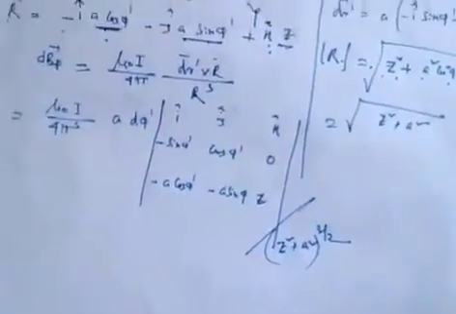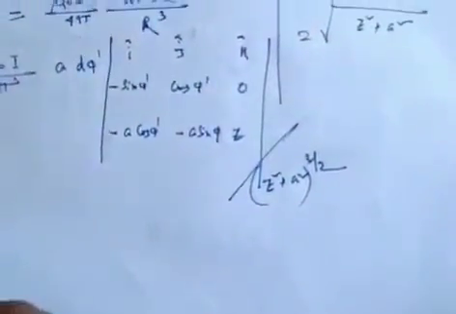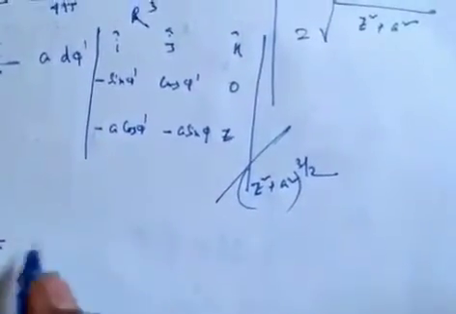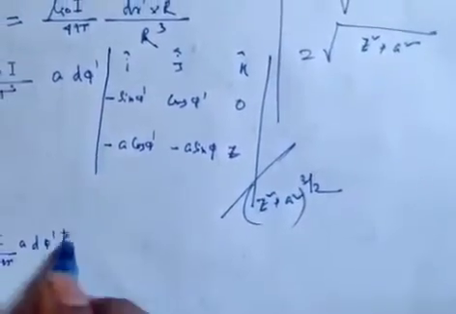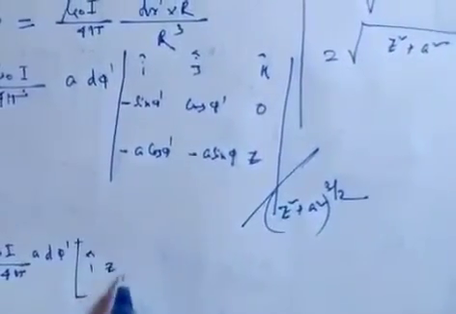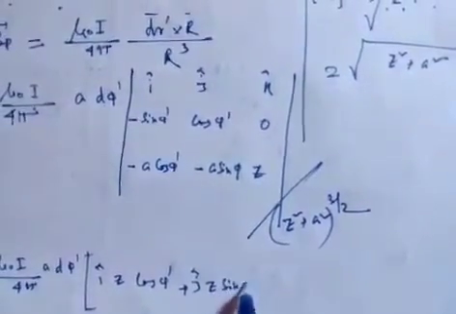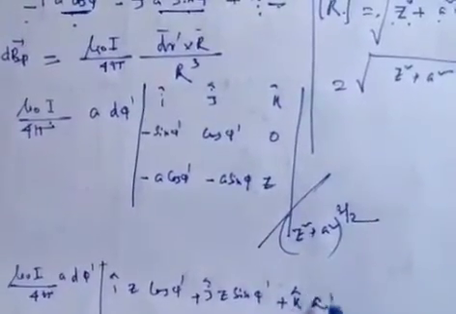This is the final expression of dBp. We just manipulate here: mu 0 I by 4 pi, a d phi prime. This portion gives you i cap z cos phi prime, j cap z sin phi prime plus k cap a.